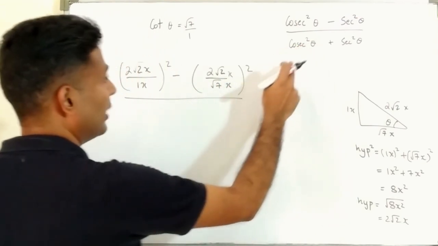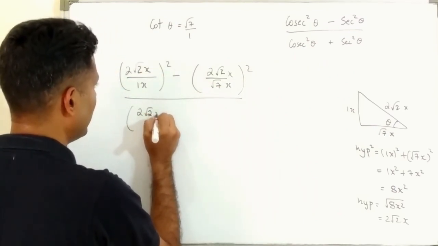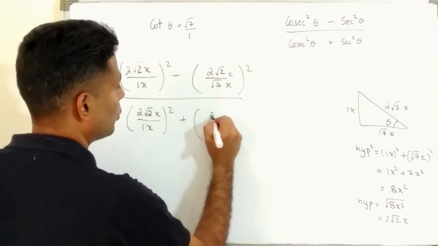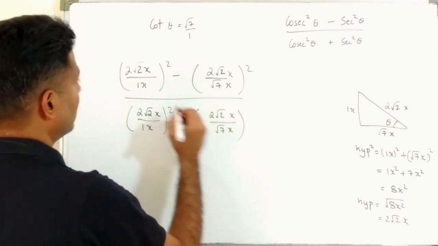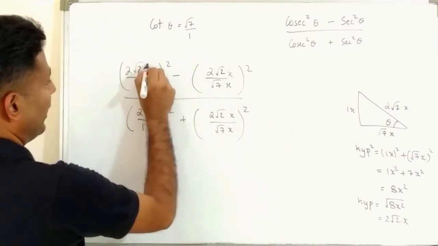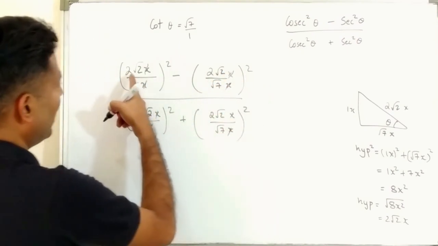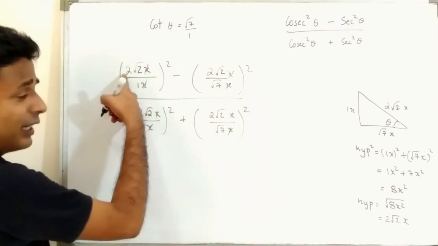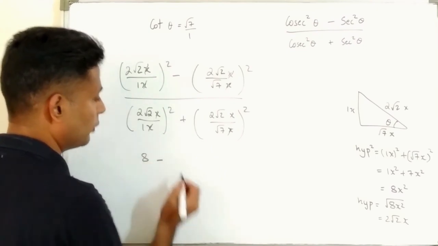Similarly, they have given cosec square theta plus sec square theta, so cosec square theta will become 2 root 2x by 1x whole square plus 2 root 2x by root 7x whole square. Now x and x cancel everywhere. Now we have 2 root 2 by 1, that is 2 root 2. 2 root 2 whole square, 2 square is 4 and root 2 square is 2. So 4 into 2, 8. That is what we get.